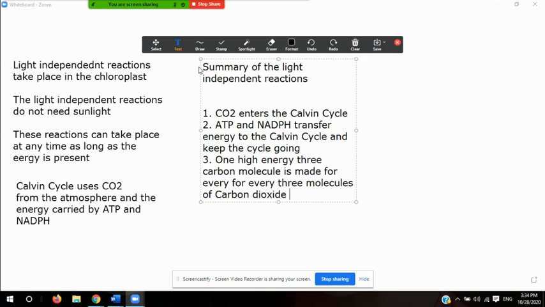So basically, it's saying that there's one high energy 3-carbon molecule. That means there are going to be 3 carbons, and these 3 carbons are very important because they're going to help form the sugar. So one high energy 3-carbon molecule is made for every 3 molecules of carbon dioxide that enters the cycle.